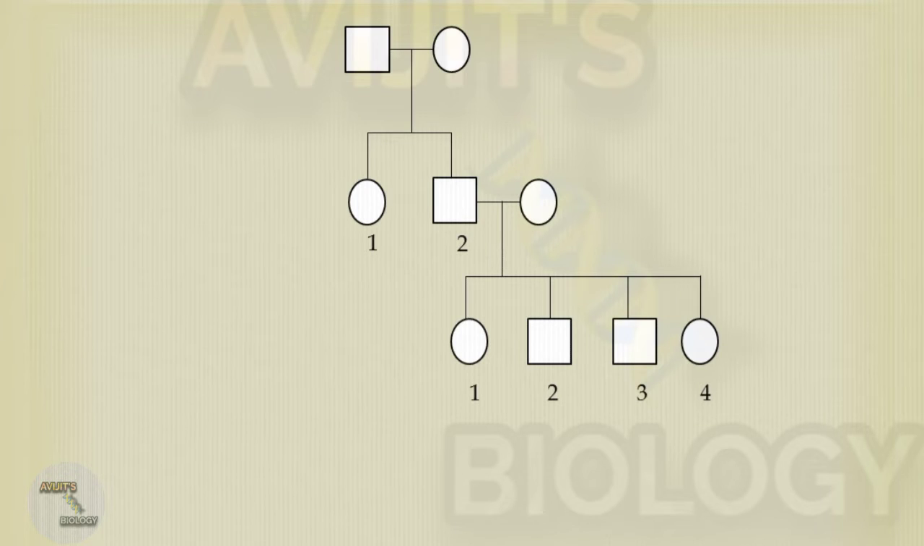Now I will show you the numbering of the offspring. First of all, here after mating of one male and female, two offspring are generated. The first one is a girl and the second one is a boy. And in this generation, when this male mates with a female, they produce four offspring. The first one is a girl, second one is a boy, third one is a boy, and the last one is a girl. So we have to give the numbers to the offspring from left side to right side.